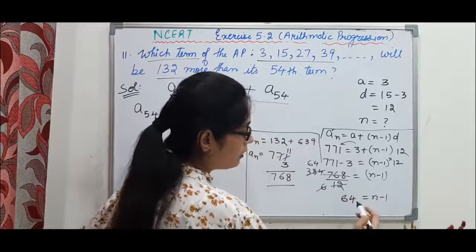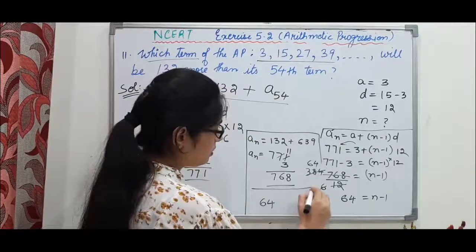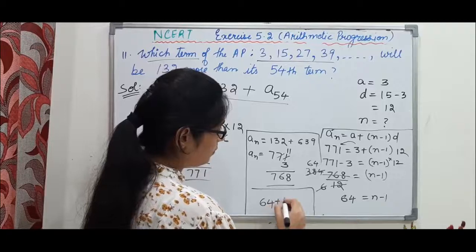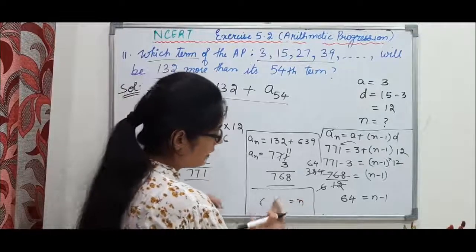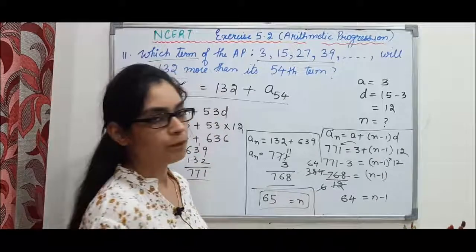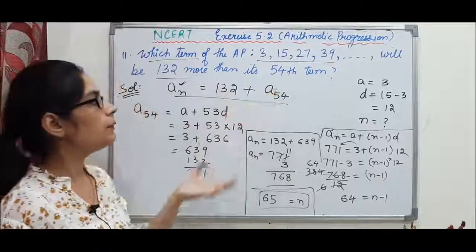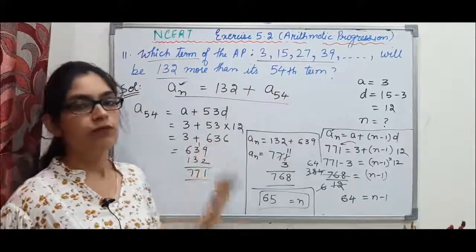Now this minus 1 also we can shift to the other side. When I shift minus 1 to the other side, it will be changed to plus 1. It is equal to n. So 64 plus 1, directly I will write 65. So the 65th term of this AP is 132 more than A54, or the 54th term.